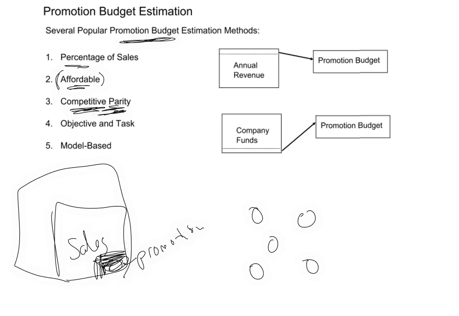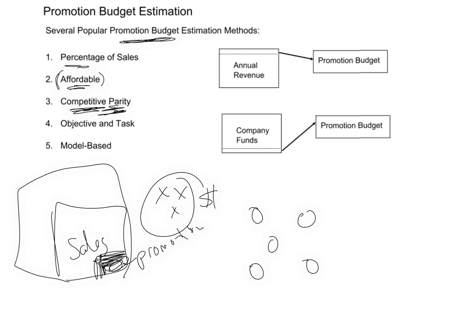As its name implies, the objective and task promotional budget strategy is just very much designing a budget, specifically thinking about specific tasks that need to be accomplished and asking, in order to accomplish those specific things, how much money is it going to cost? All of those are different promotional budget strategies.